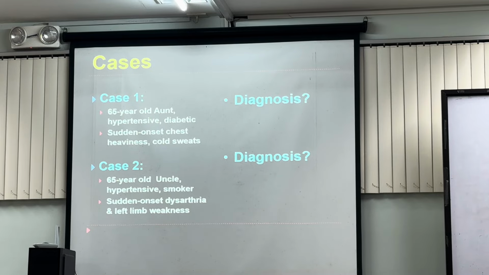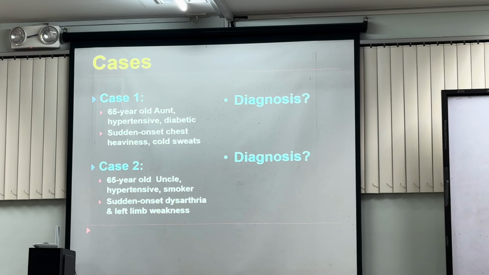Case number one, a 65-year-old auntie who is hypertensive, diabetic, and presents with sudden onset of chest heaviness, cold sweats. Is this a stroke or not a stroke? Anyone? Not a stroke. I do not know. No, it's dangerous to say we do not know. The patient will die in the emergency room.